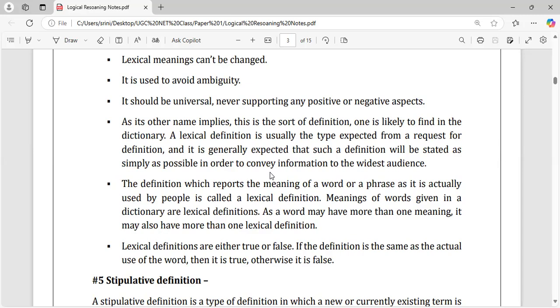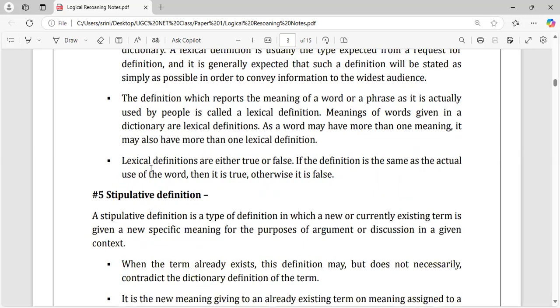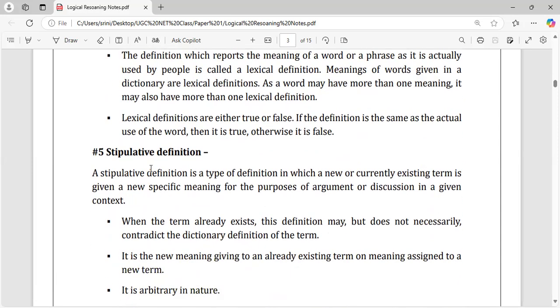The definition which reports the meaning of a word or a phrase as it is actually used by people is called lexical definition. Meaning of words given in a dictionary is a lexical definition. A word may have more than one meaning. It may also have more than one lexical definition. Lexical definitions are either true or false. If the definition is the same as the actual use of the word, then it is true. Otherwise, it is false.